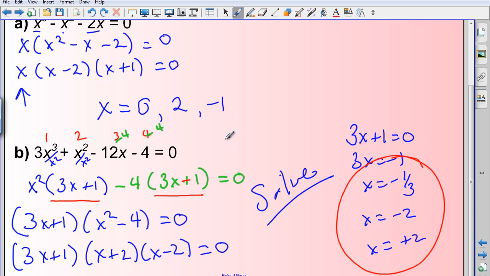This is called factoring by grouping. And we use that sort of imaginary line tool that allows us to group these and look at them individually. Now let's take a look at a polynomial question.